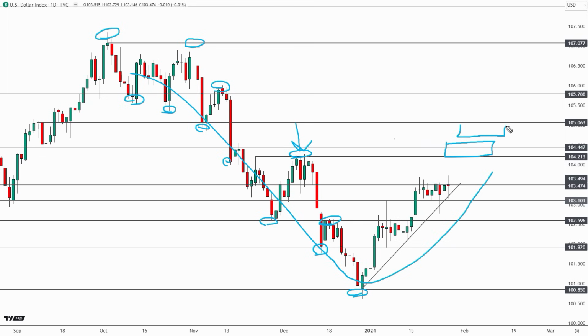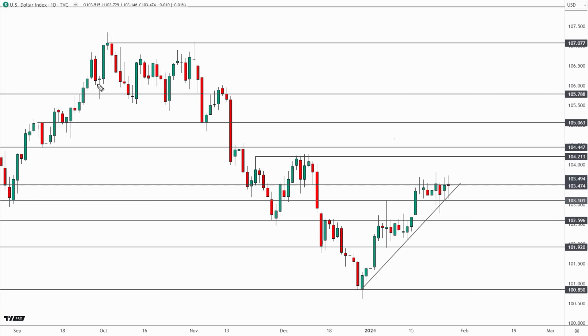So we need it closing up here in this area over the coming days and weeks if it has any hope of retesting these highs this year. Keep in mind that even though we've seen higher highs and higher lows ever since the start of this year, really ever since October, this trend is still bearish. The DXY has to close above 104.20 in order to reverse that.